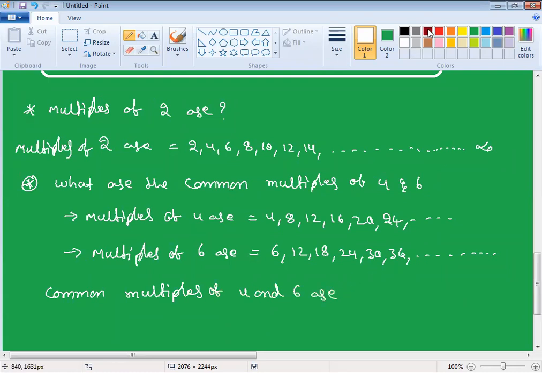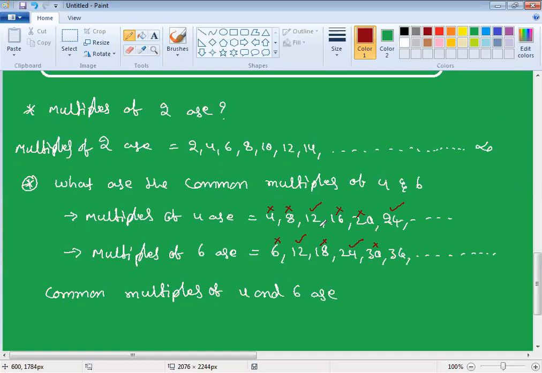Now check common multiples. 4, there is no 4, so 4 is not a common multiple. 8, there is no 8, not a common multiple. 12, yeah, there is 12, 12, 12. And then 16, not a common multiple. 20, not a common multiple. 24, common multiple. So here 6 also is not a common multiple, 18 also not, 30 also not. You will get one more, 36, also if you write the continuation.